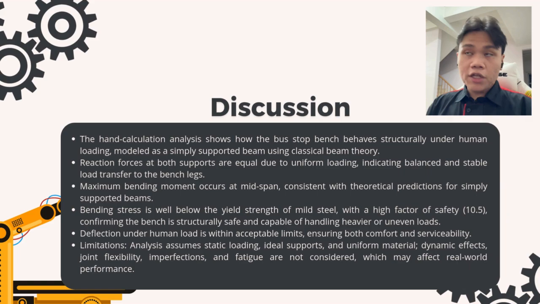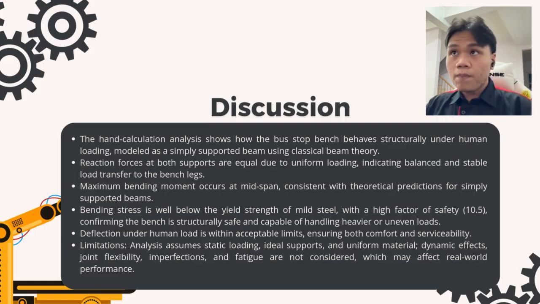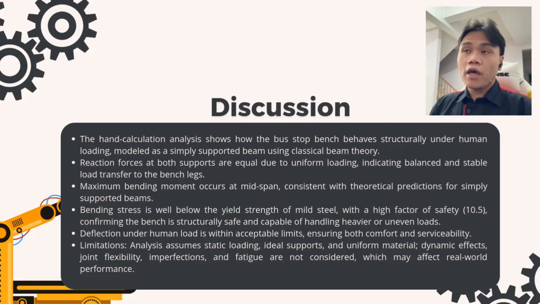And now for the discussion. The hand calculation analysis shows how the bus stop bench behaves structurally under human loading, modeled as a simply supported beam using classical beam theory. The reaction forces at both supports are equal due to uniform loading, indicating balanced and stable load transfer to the bench legs. Maximum bending moment occurs at mid-span, consistent with theoretical prediction for simply supported beams.